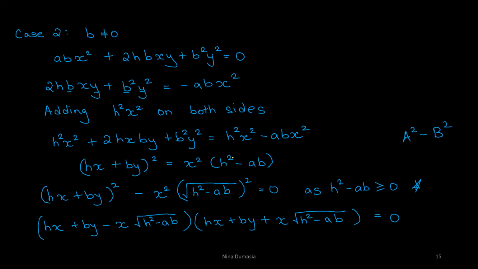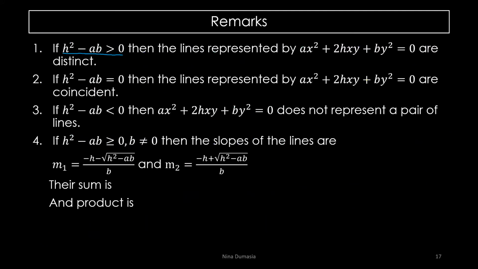This would become 0. So we would have that hx plus by the whole square is equal to 0. And basically I would just have ये दो brackets हैं, hx plus by into hx plus by. इसका मतलब है that हमें same line ही मिलता, and therefore लिखा हुआ है ऐसे that the lines are distinct only when it is greater than 0. अगर ये 0 है then they are coincident.